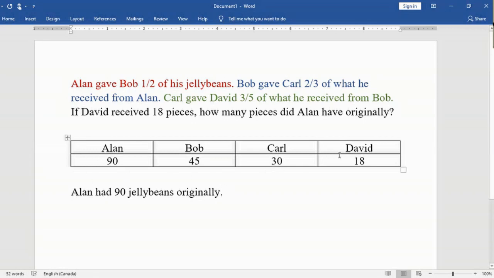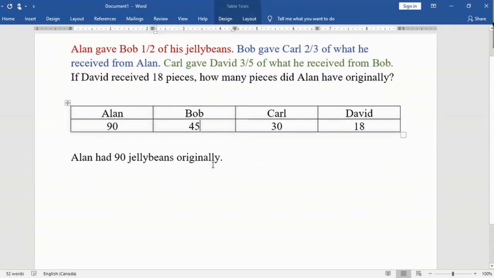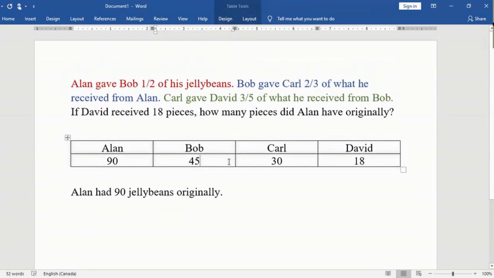Okay, now we can check our work. We're working from left to right. So the red sentence says Alan gave Bob half of his jelly beans. Half of 90 is 45. We know that Bob received 45 jelly beans. Now it says Bob gave Carl 2/3 of what he received from Alan. 45 divided by 3 for thirds would be 15. 2 times 15 is 30, which is what Carl received.